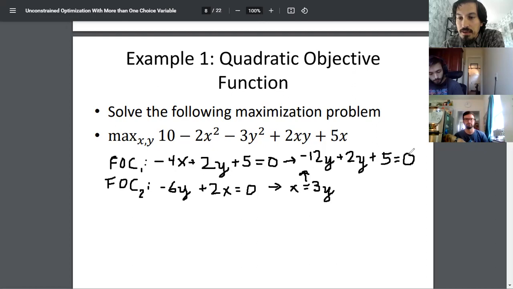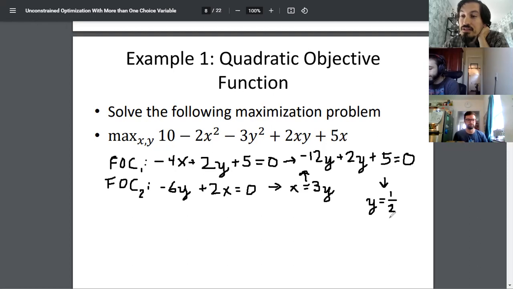This is what I get by plugging in x equals 3y into that first order condition. I think I can solve this by saying these 2 terms combine to be negative 10y. If I bring that over to the other side, I get 5 equals 10y. And if I divide by 10 from both sides, I get y equals 1/2. You guys agree with me? Have I made any errors to determine?